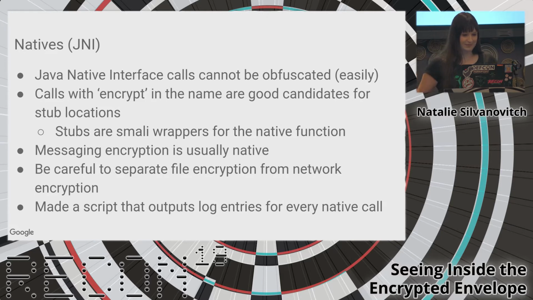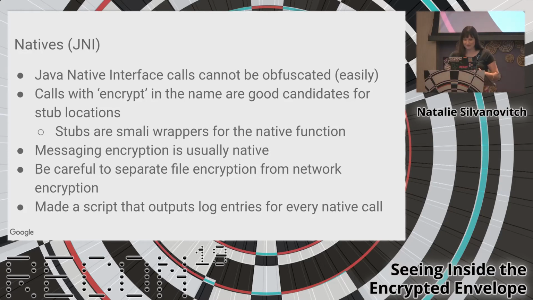Although this can still be problematic. Sometimes, you'll get file encryption instead of network encryption, and then all your files won't get encrypted properly. Then your application will never start again, and then you have to delete everything. I might have done this a few times. Also, I did make a script that would actually go through all the Smali files and output a log entry every time there was a native call. Once again, this is maybe not the best strategy, but if you really got nothing to go on, sometimes that can help.